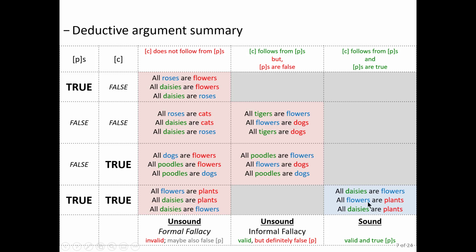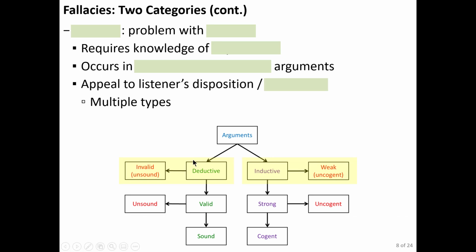All daisies are flowers, all flowers are plants, so daisies are plants. Fair enough. And those are all true premises. So we can say that's a sound argument. Again, this is just a summary to have that available in case you need it.